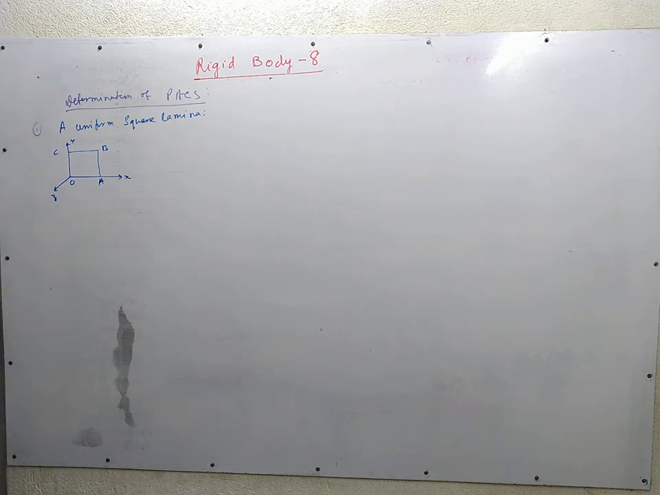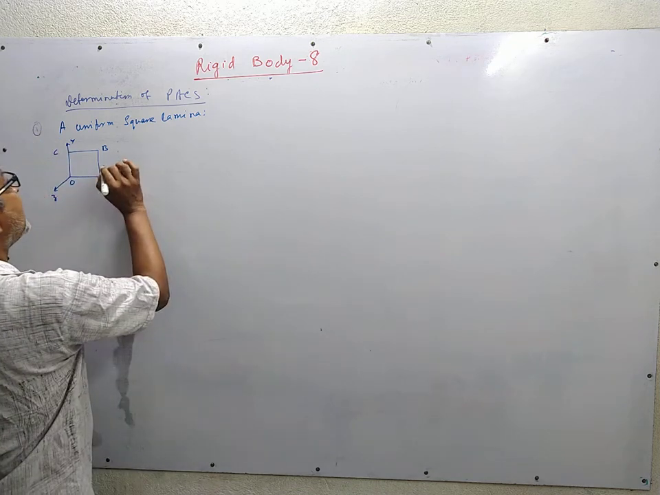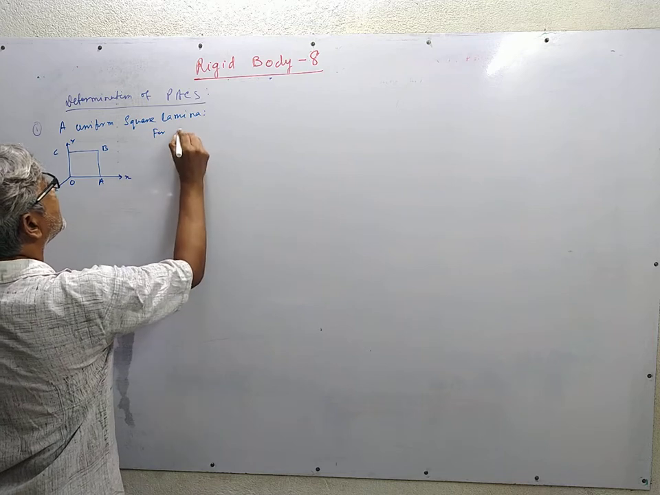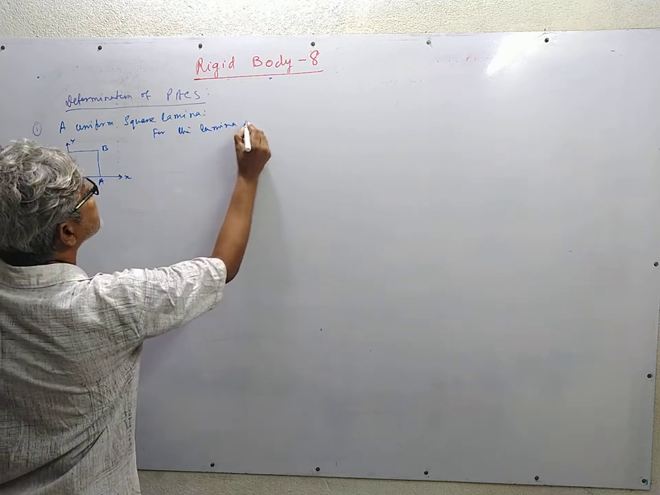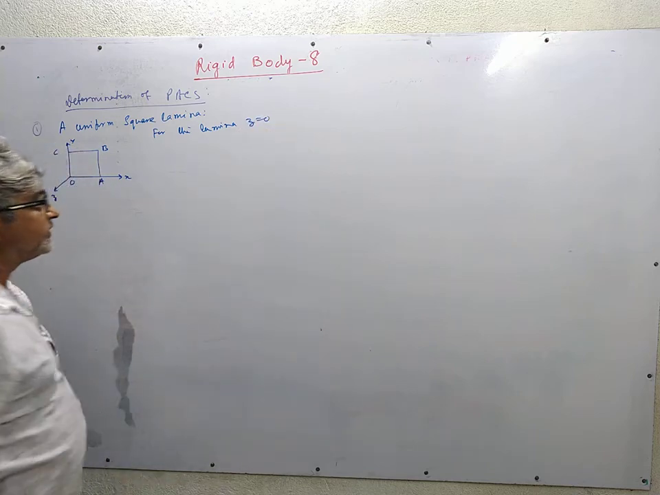We have chosen the coordinate system such that the origin lies at one of its corners. The x and y coordinate axes are parallel to the edges of the lamina. That is, the lamina lies in the z equal to 0 plane, and the z-axis is perpendicular to the plane of the lamina. So for this lamina, z is equal to 0 identically.